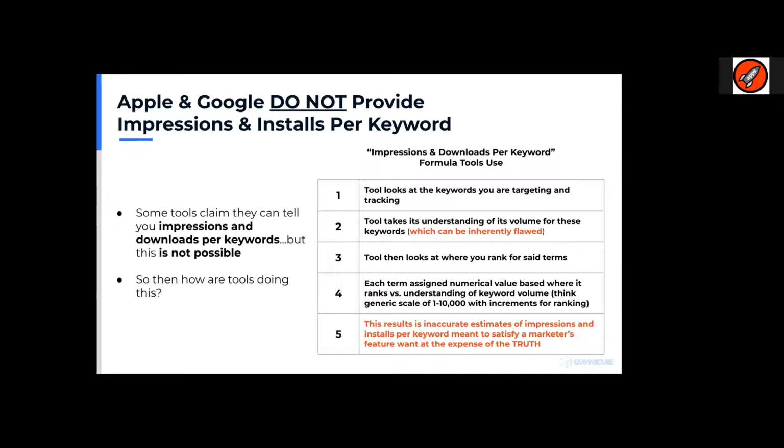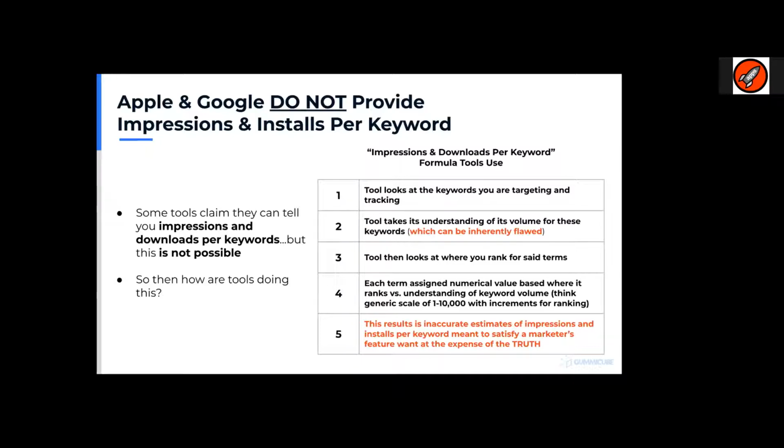And then the tool looks at where you rank for said terms. So, obviously if you rank number 1, you're going to get more visibility than if you rank number 10. And then they scale that. They come up with a random scale, call it 1 through 10,000 or whatever the range is. And then they tell you that's your volume potential for that keyword. And so, breaking that down, you can see that that has very little to do with the understanding of where your traffic comes from.